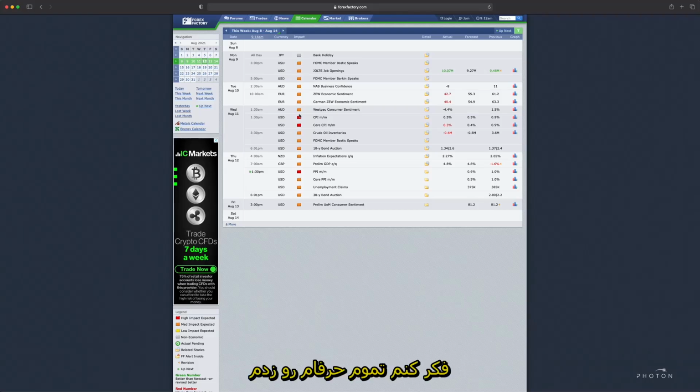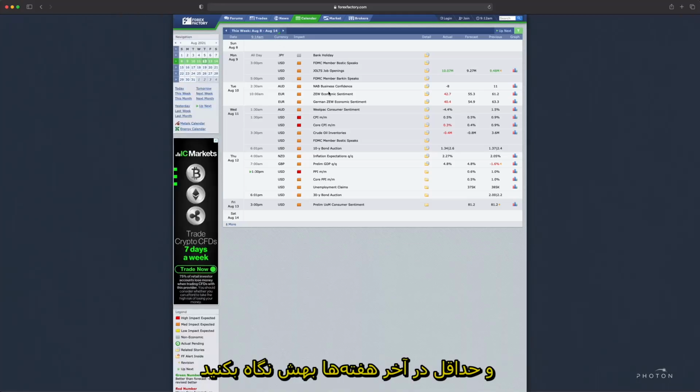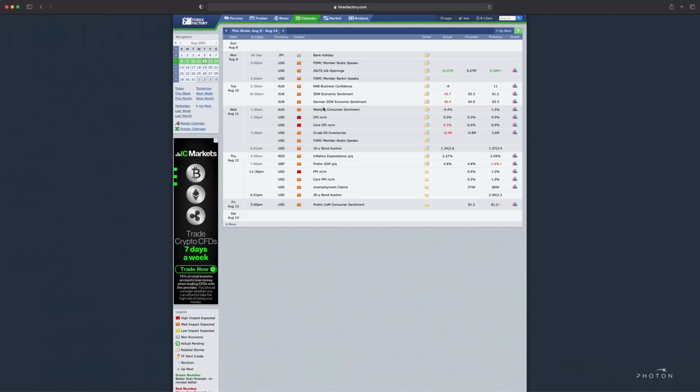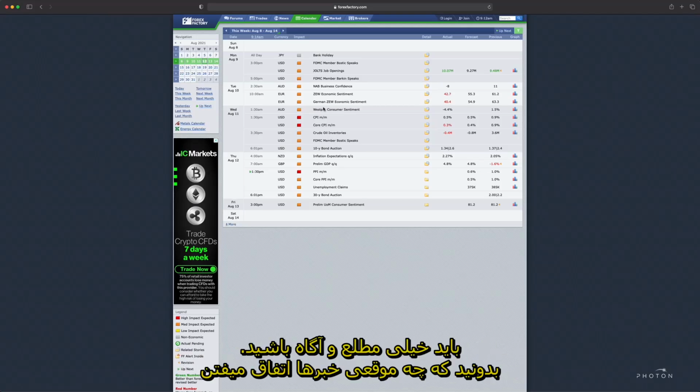So yeah, that pretty much wraps it up. Just make sure you have this saved as a favorite or bookmarked on your toolbar, and you need to be looking at this at minimum every weekend. But if you are day trading, especially if you're looking for those intraday entries with quite tight stops, then you need to be very, very aware of when those news releases are going to happen.